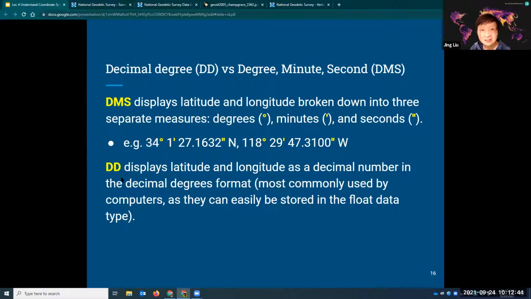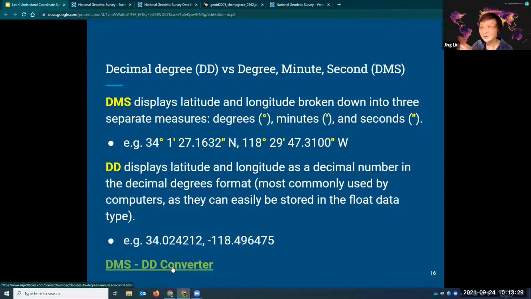And another way is decimal degree. Basically, you convert those smaller units back to degree. You first need to convert your second to minute by dividing this number by 60, and then you add them up. That's your minute, right? And then divide it again by 60, and you can convert it to degree. So here the same set of coordinates, and you have two ways to present it on your map. But you don't have to calculate it by yourself. Here is a converter. You can convert it in either way.